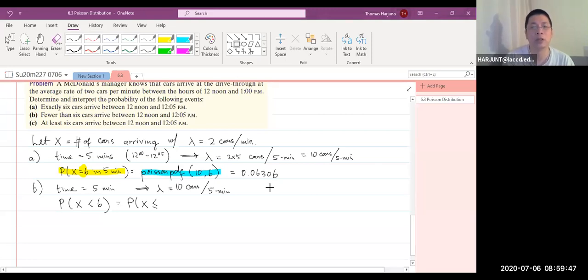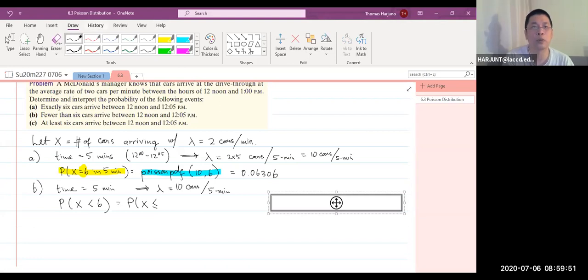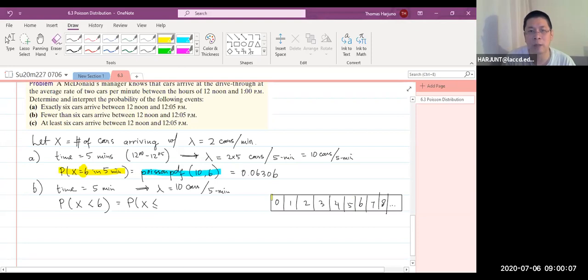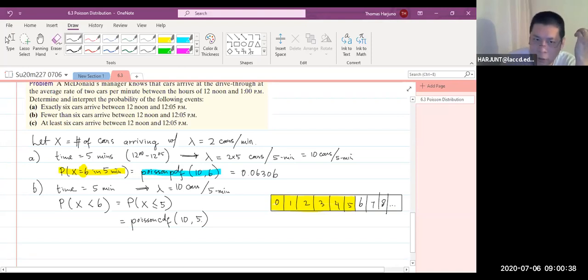If we look at the possible incidents, we have 0, 1, 2, 3, 4, 5, 6, 7, 8, and on up to infinity. When we say fewer than 6, it means up to 5 only. So let me adjust that first to probability X is less than or equal to 5. And then the calculator notation is Poisson CDF 10, that's the average in 5 minutes, up to 5 cars. When they say less than 6, you don't use Poisson CDF 10, 6. Less than 6 means up to 5 only.